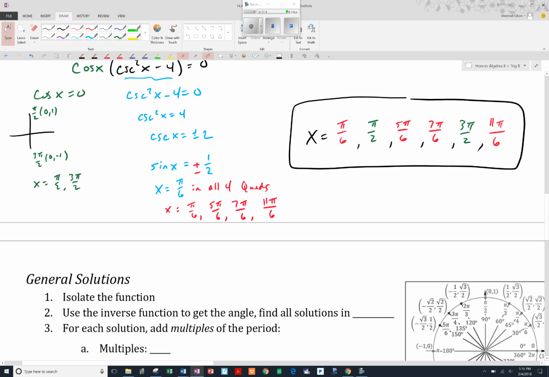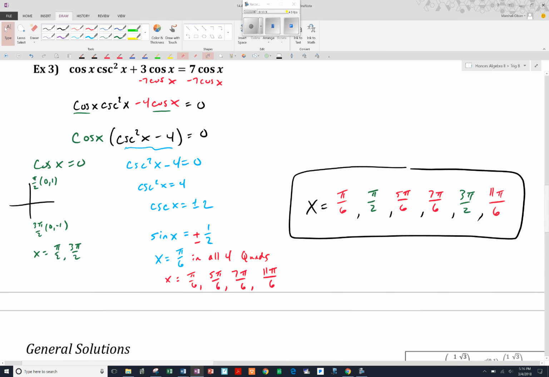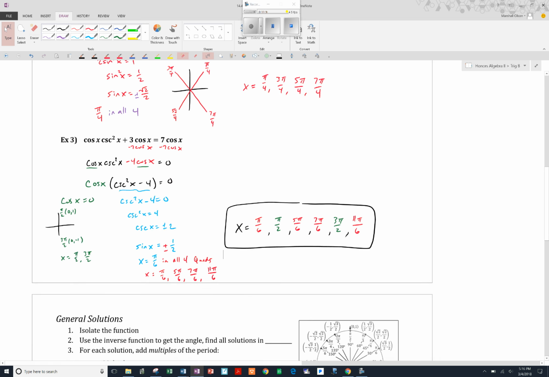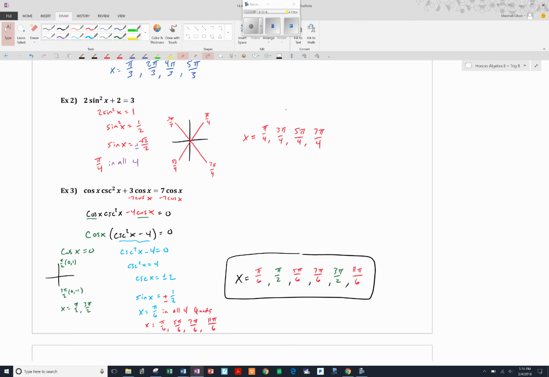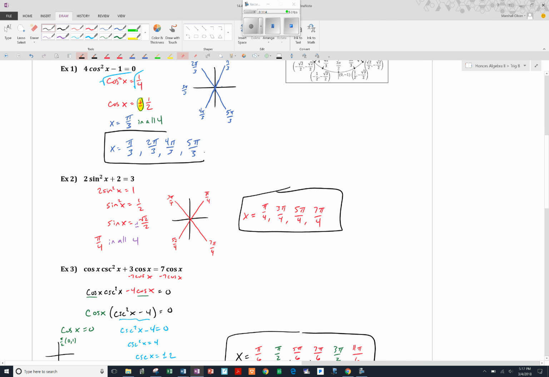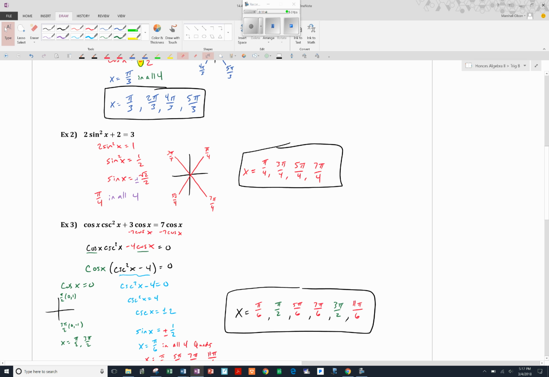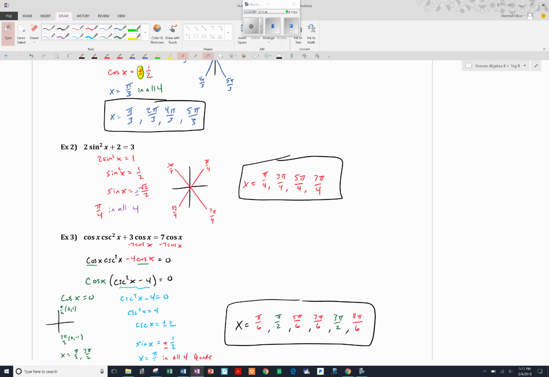In our next video, we're going to find what are called general solutions, which basically start in the same manner. But what we're going to do is then use these answers that we're getting here to generalize and give an infinite number of answers to that equation outside of the interval from 0 to 2 pi.